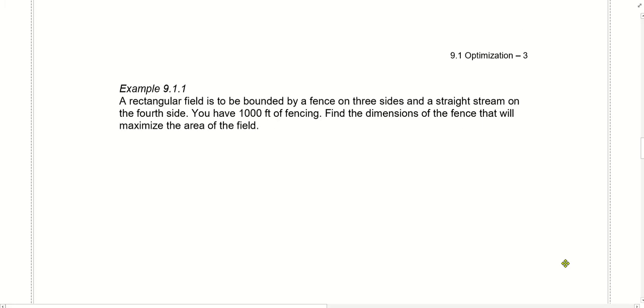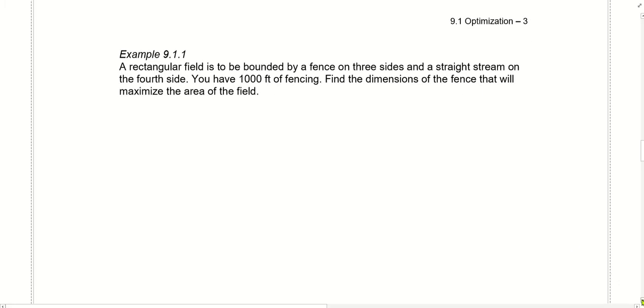So in this example, we have a rectangular field, and we want to basically create the field by constructing a fence on 3 sides and a stream acting as the 4th side of the fenced area or the field. And we have 1,000 feet of fencing. And what we want to do is figure out the dimensions of the fence that will maximize the area of the field. So we've got this land, and we want to construct these fences in order to pen a rectangular area where one of the sides of that rectangle is bound by this stream.